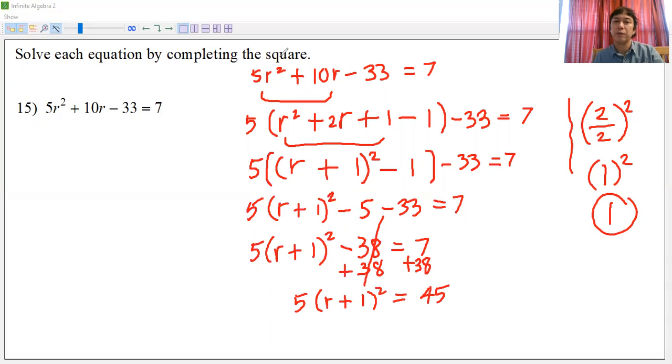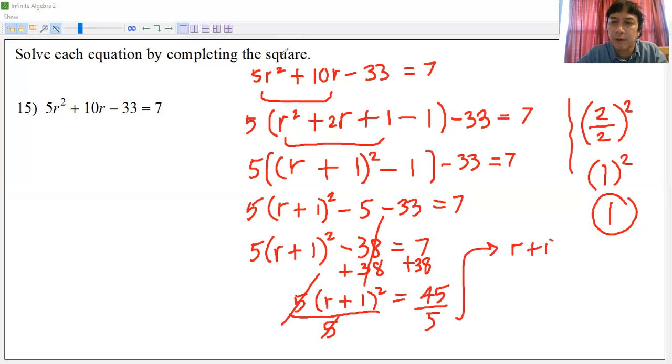Next thing to do is divide by 5. The number 45 is divided by 5, and also the left side. And so 5 divides by 5, and this will continue like r plus 1 squared. And the right side is 45 over 5. That's 45 divided by 5, that equates to 9.